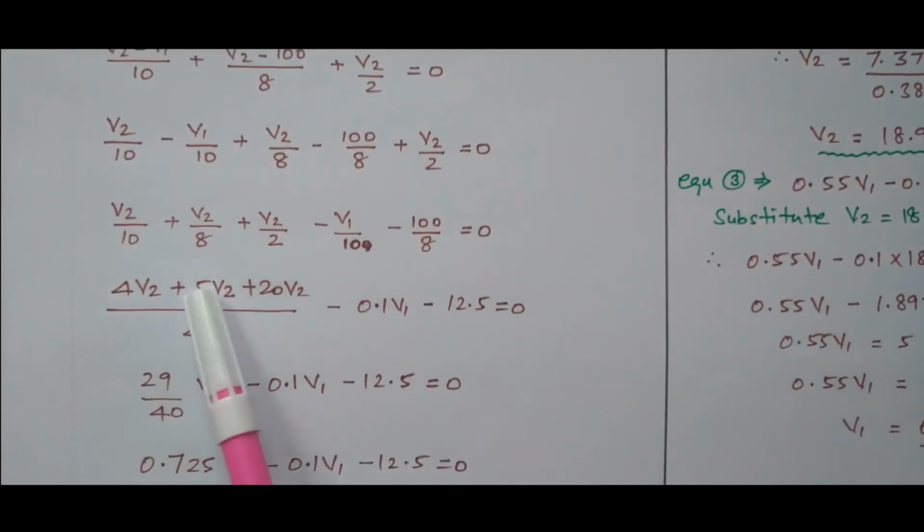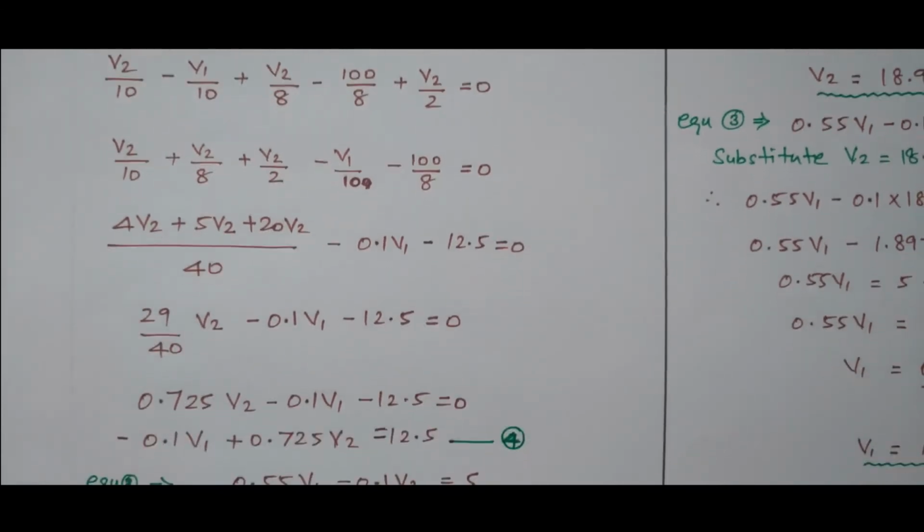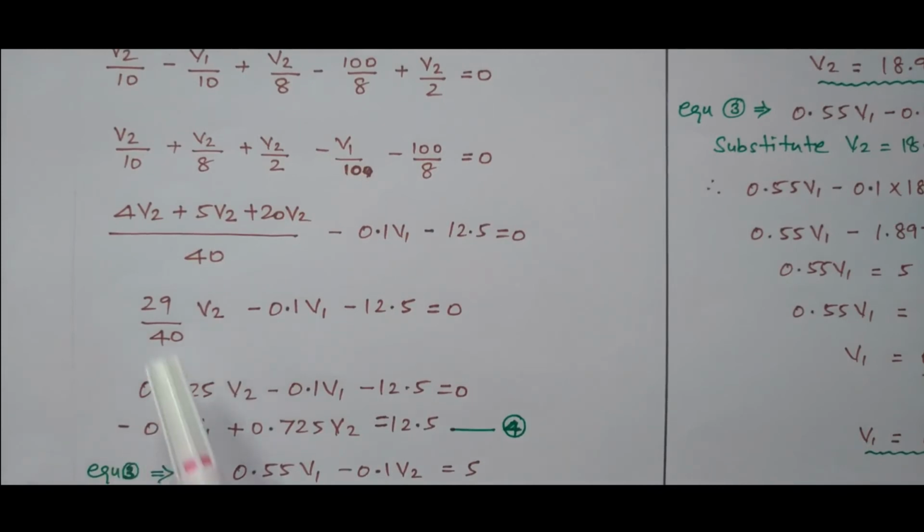So 4 plus 5, 9. 9 plus 20, 29 by 40 V2 minus 0.1 V1 minus 12.5 equal to 0. Then we'll go for the further simplification. This 29 by 40 is 0.725 V2 minus 0.1 V1 minus 12.5 equal to 0.